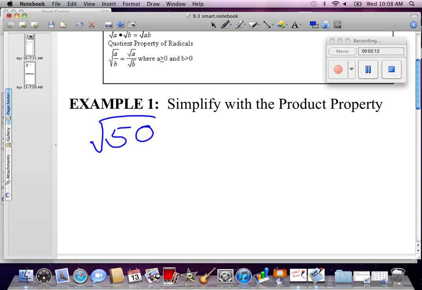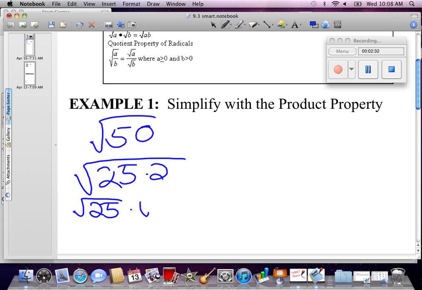So now we're going to put underneath the radical 25 times 2. And then if you look up at the top where it says the square root of a times the square root of b equals the square root of ab, we're going to separate these: the square root of 25 times the square root of 2. We're doing the opposite of this right here.